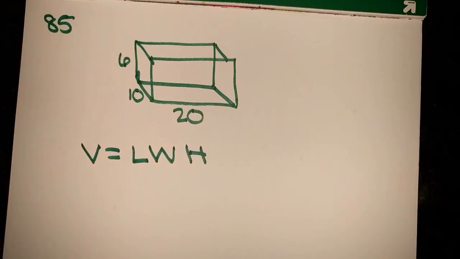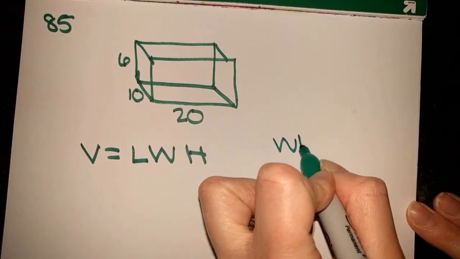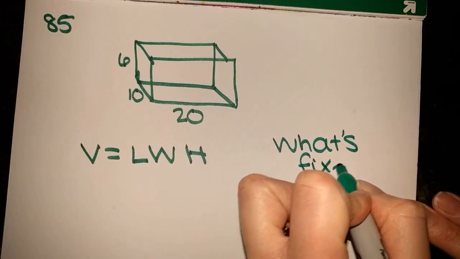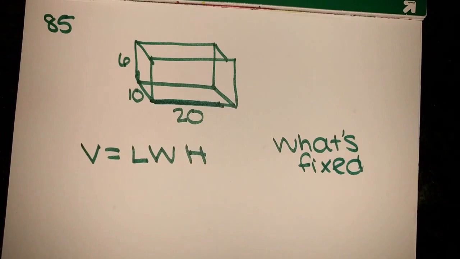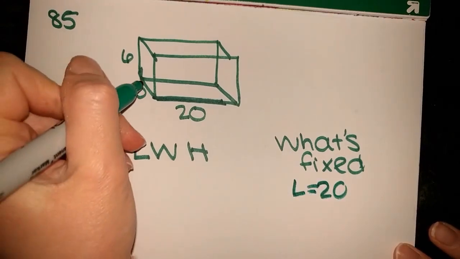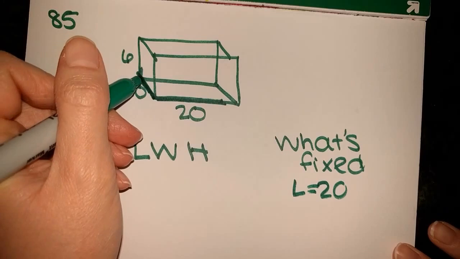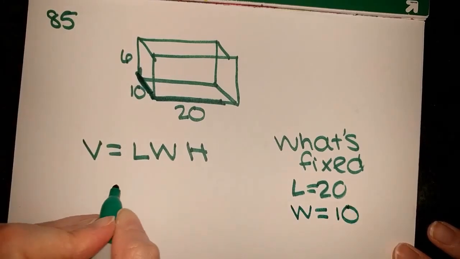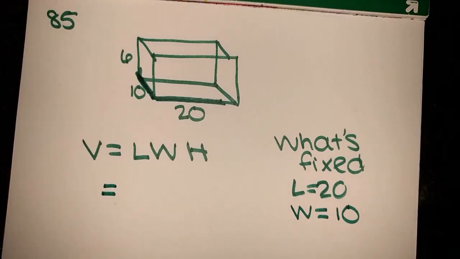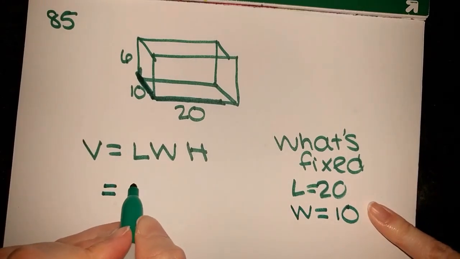If we're going to talk about single variable calculus, we have to eliminate two of these unknowns. So you have to ask yourself, what is fixed? In this problem, the length of 20 is fixed because that's not going to change if I fill it up to 6 feet or 5.5 feet or 5.75 feet. It's still going to have a length of 20. The same thing is true for the width of the pool. Again, it doesn't matter how high I fill it up, it's still going to have a width of 10. Because those quantities are not changing as we fill up the pool, we can plug them in.